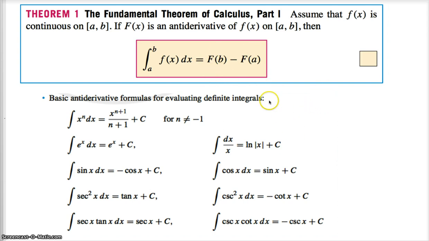So this video is about technique and applying this theorem. And below here I have a whole bunch of helpful formulas that you may want to pause the video now and maybe jot these down on a piece of paper, because these will be helpful in evaluating definite integrals.